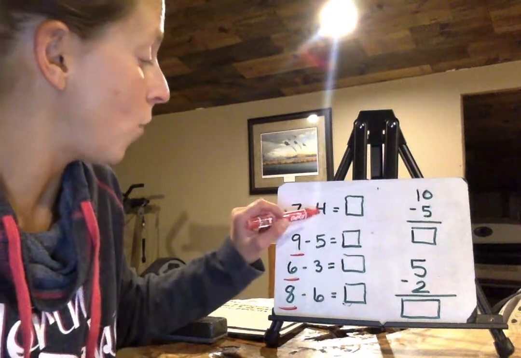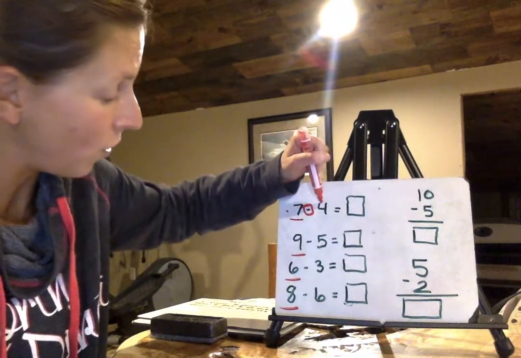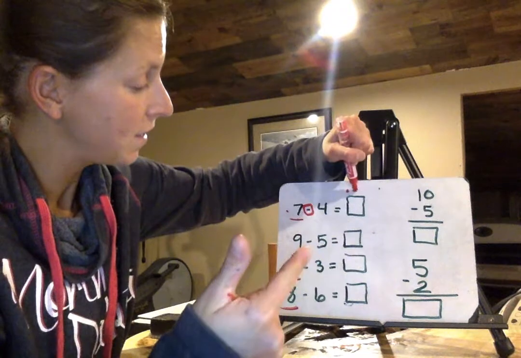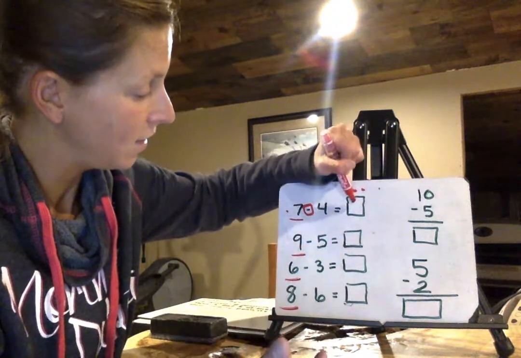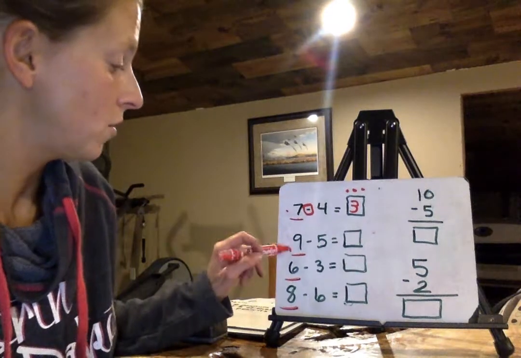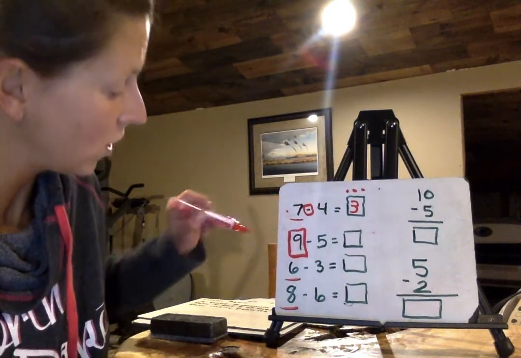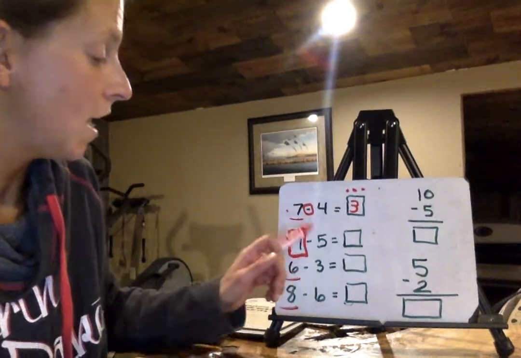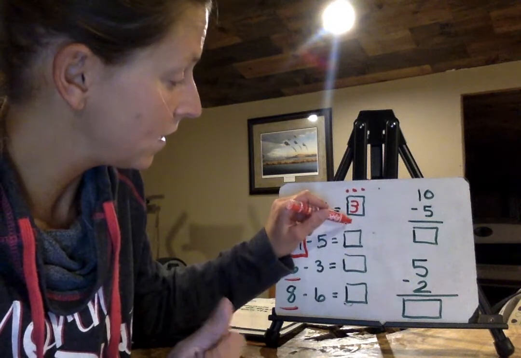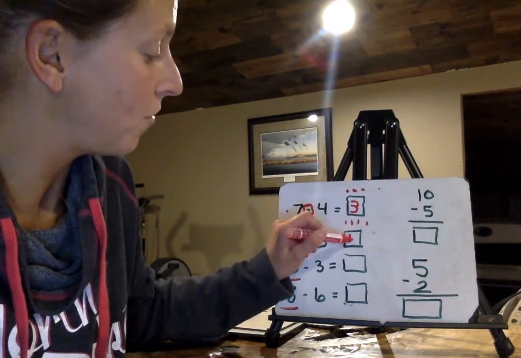So we say 4, I took 4 away, 5, 6, 7. My answer is 3. So let's practice together again. Ready? My total is 9. I took 5 away, 6, 7, 8, 9, and I have 4.